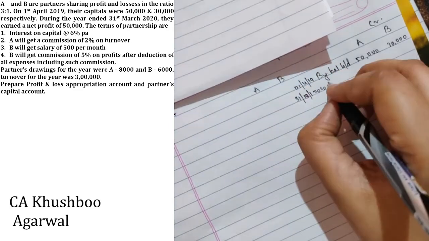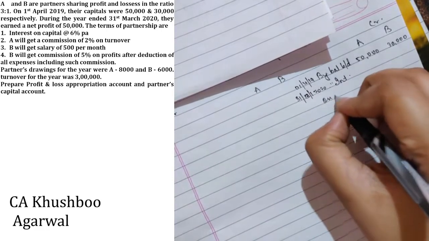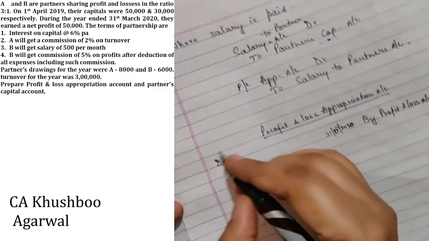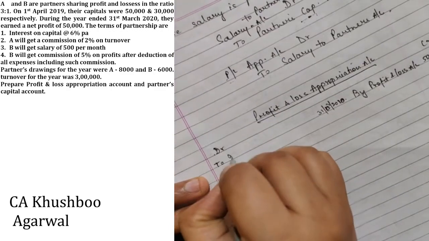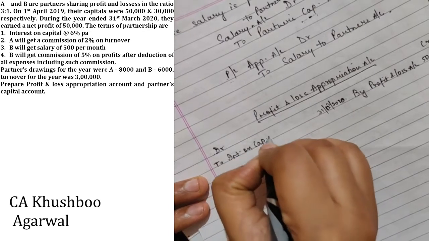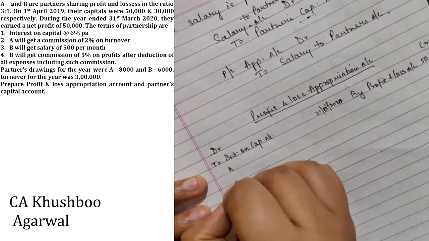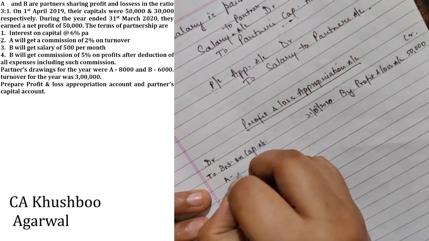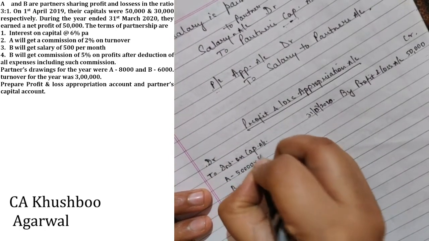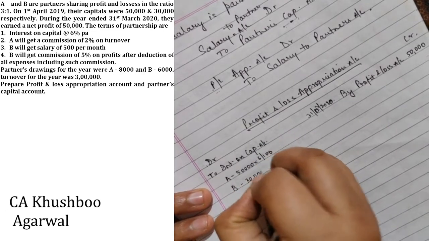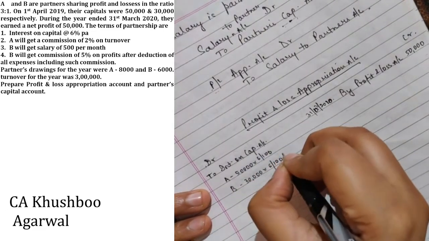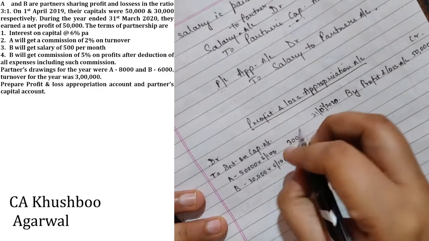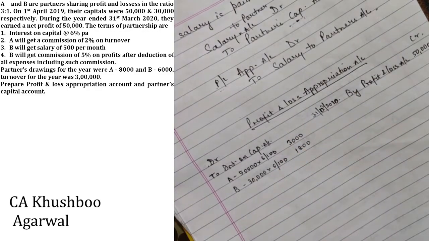interest on capital account debit to partners account. So it will be interest on capital in the capital account and to interest on capital in profit and loss appropriation account. So it is given as 6% per annum. The capital for A was 50,000 rupees into 6%, and for B is 30,000 rupees into 6%, giving us 3,000 for A and 1,800 for B.